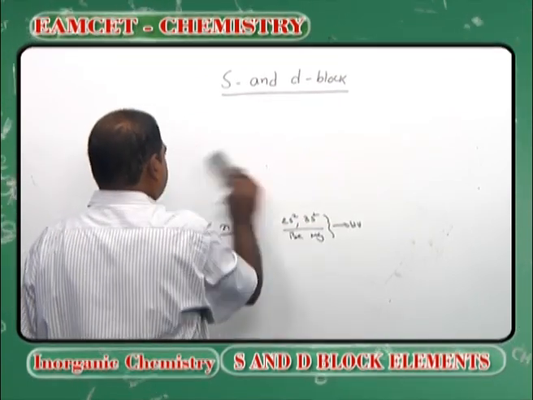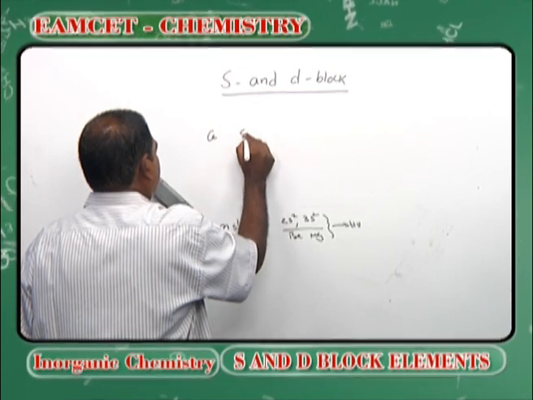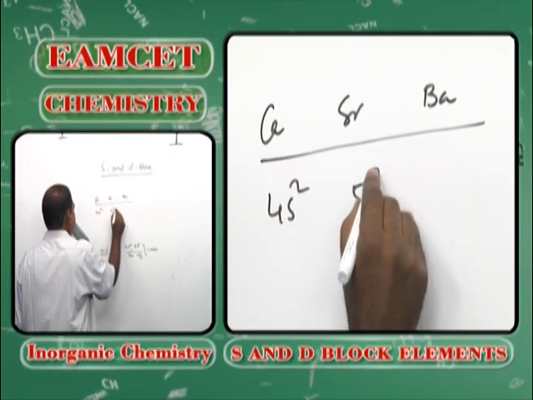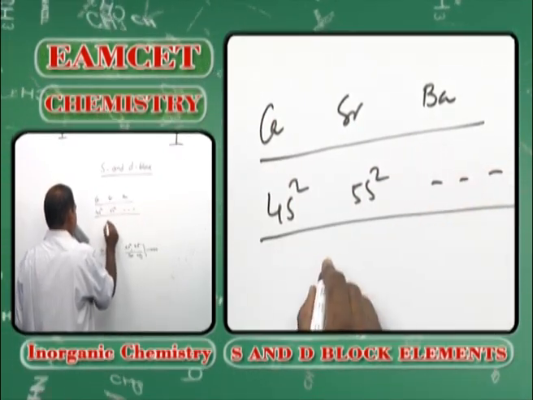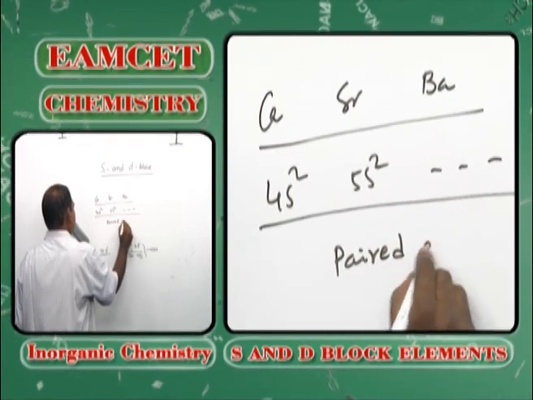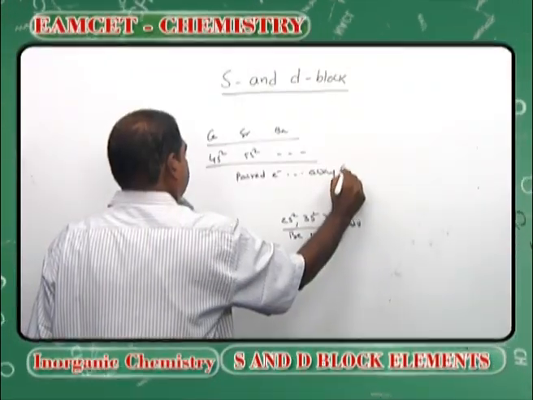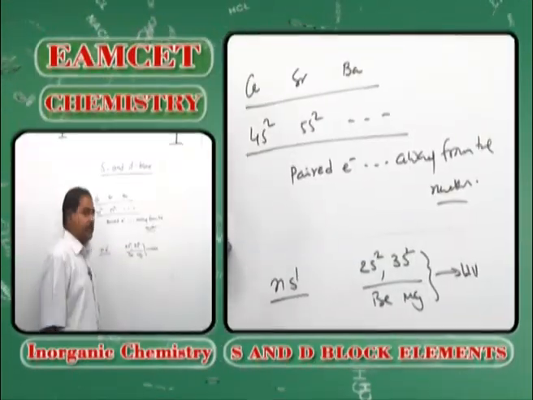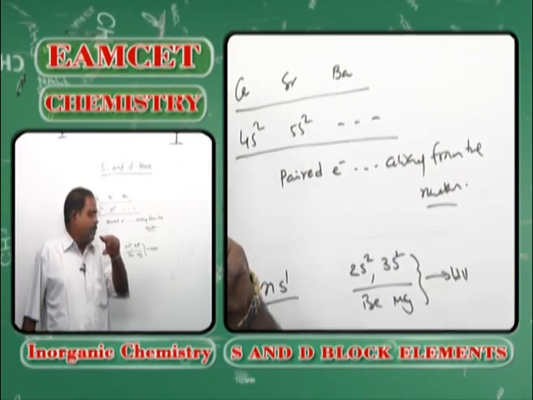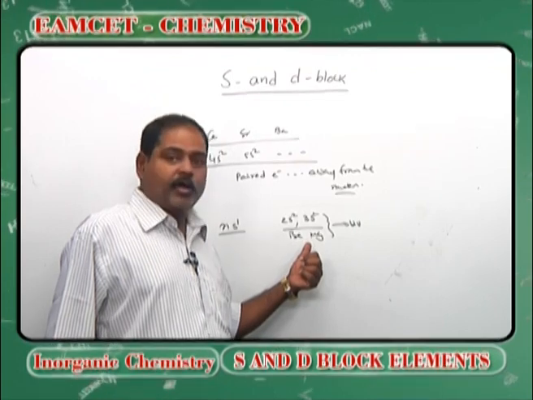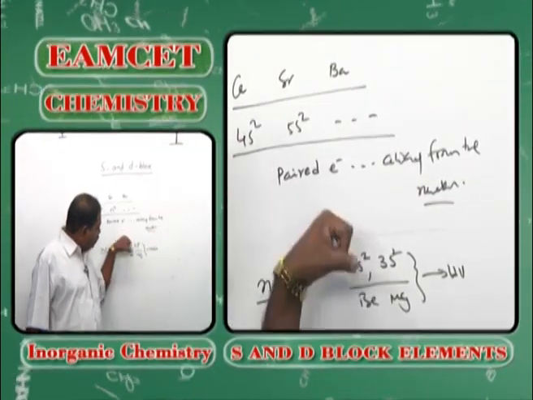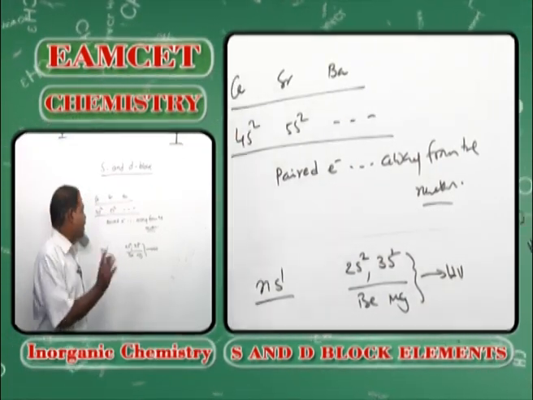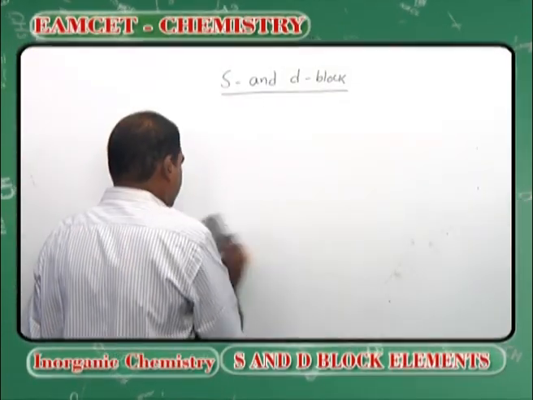But what about calcium, strontium, barium? They have 4s2, 5s2, 6s2, but these paired electrons are away from the nucleus. Therefore, they can be excited easily. I never said these electrons cannot be excited by UV, but only when they are excited by visible light is the substance colored. So, you get characteristic colors in flame.